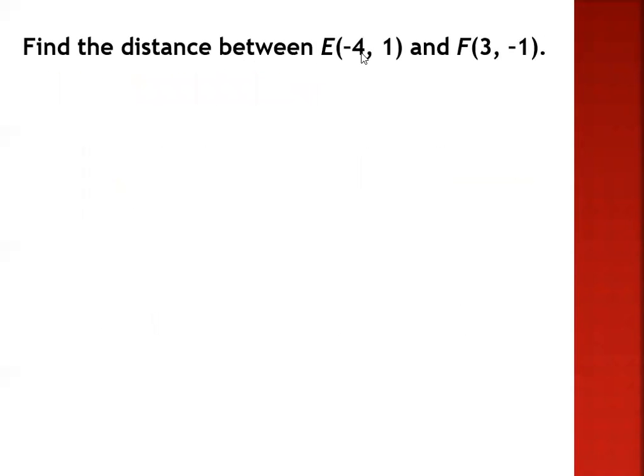Find the distance between E(-4, 1) and F(3, -1). How are we going to solve this question? First of all, we have to classify. The first point is x1, y1, and this is x2, y2. So we have x1, y1 and x2, y2. Do you remember the formula?